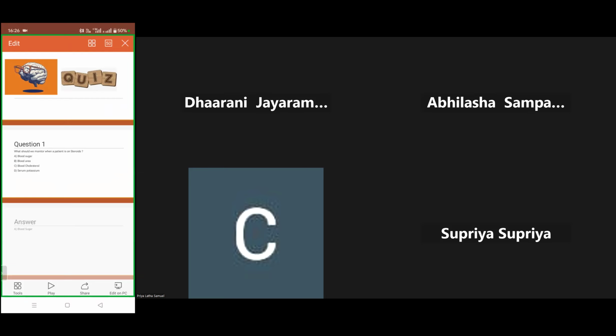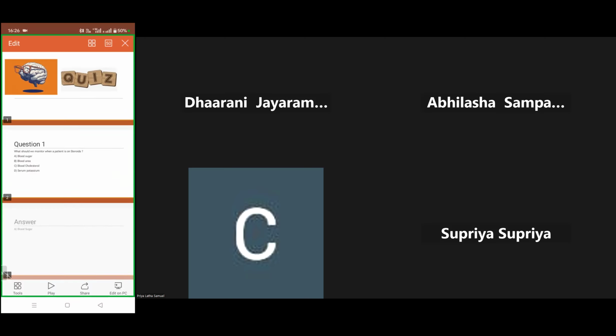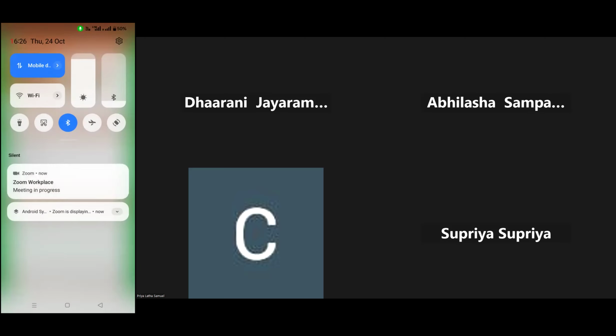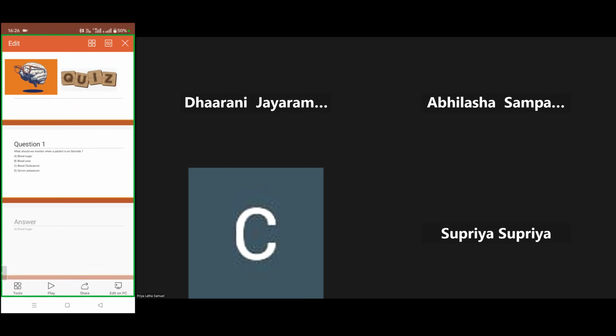Are you able to see? Yes. Okay. The only problem is I won't be able to see who is replying on the chat box, so if there are any chat box messages, please let me know. Is everyone able to see the screen now? Manisha, is the screen visible? Yes, your screen is visible.